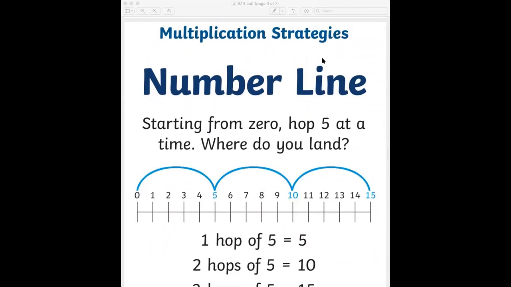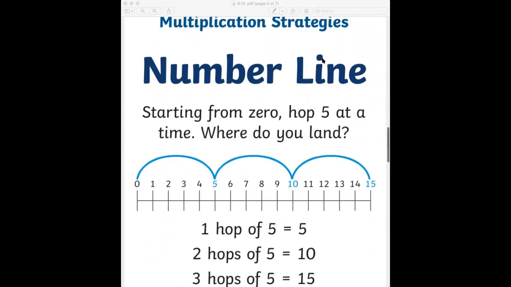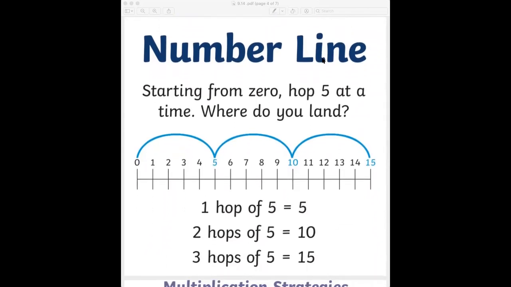Okay, so let's take a look at this one. When you see the number line and they're starting from 0, hopping 5 at a time, where do you land? This is also where we can use multiplication, right? Because every step is 5. So it's 5, 10, 15. So we can do 5 times 3 equals 15.